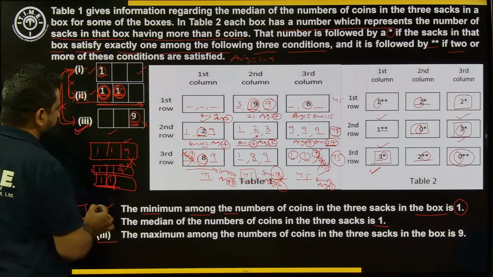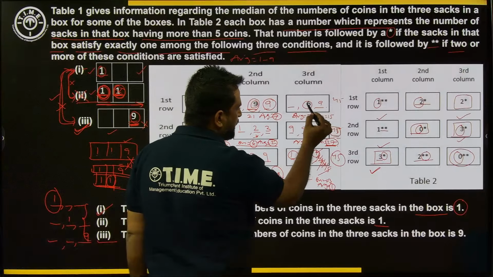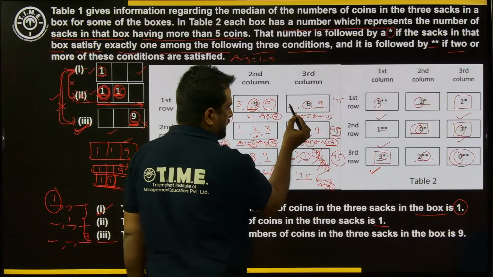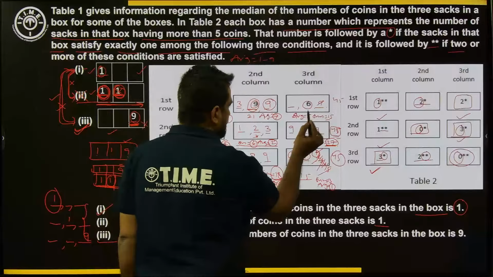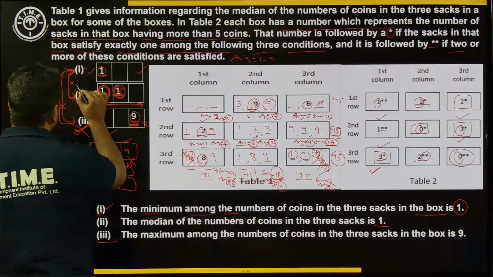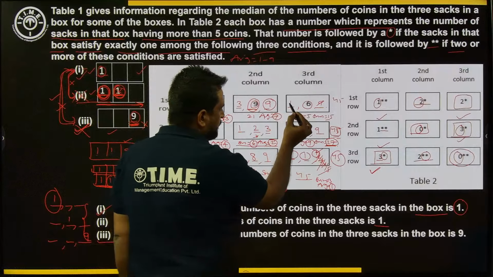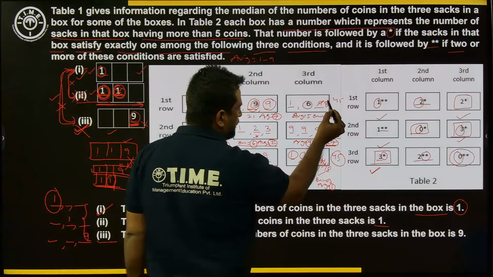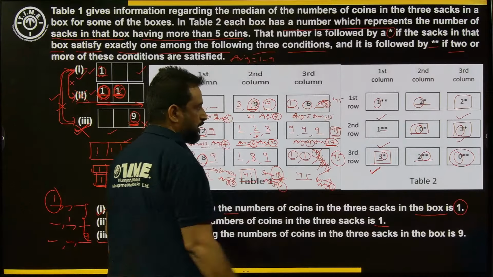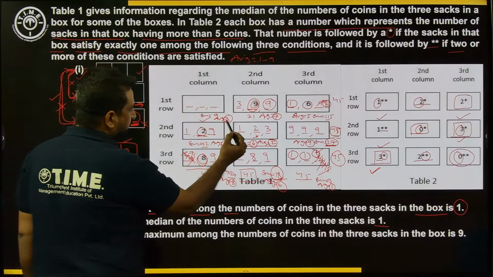If you take the third condition, the maximum number should be 9. If I take the 9 here, the problem is 6 plus 9 itself is 15. But each sack should have a range from 1 to 9. So it cannot be 9. So it is not satisfying the third condition either. So it has to satisfy the first condition. If you take the first condition, 1 plus 6 added up to 7, remaining is 8. 7 plus 8 is 15. So 1, 6, 8. Perfectly matching.